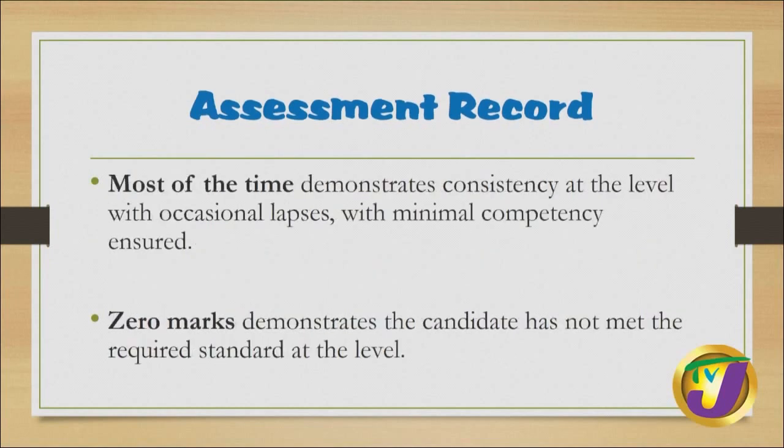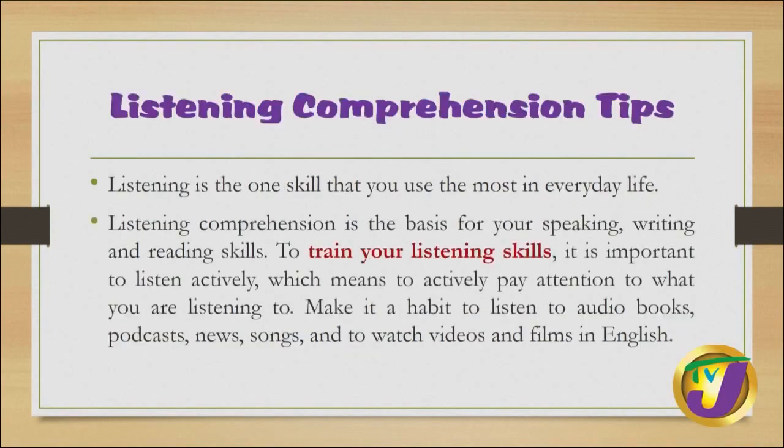All right. The assessor can also indicate that you have done so most of the time. This demonstrates consistency at the level, with occasional lapses, with minimal competency ensured. All right, then 0 marks, yes, that can happen. Please don't let it happen. It demonstrates that the candidate has not met the required standard at that level, and we don't want that to happen. All right, so you know now what the assessor will be looking for, so make sure that you come prepared.